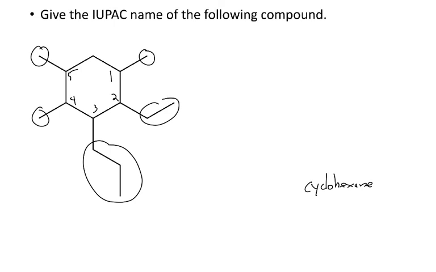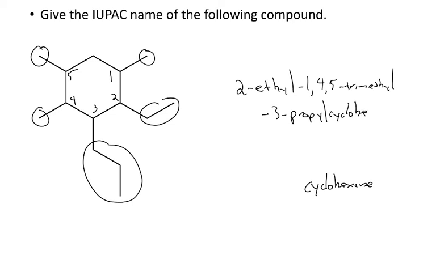I'm going to write them up here because I'm going to run out of room going left to right. My first substituent is 2-ethyl. And then I'm going to have a trimethyl, but we don't include the tri in alphabetization. So when I'm comparing trimethyl versus propyl, I want the trimethyl to come next. So I'm going to have 1,4,5-trimethyl. And then I'm out of room, so we'll do it down here. Then it'll be 3-propyl, cyclohexane. So 2-ethyl, 1,4,5-trimethyl, 3-propylcyclohexane.